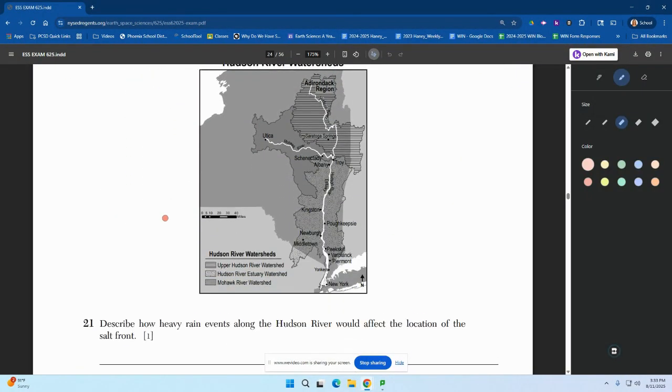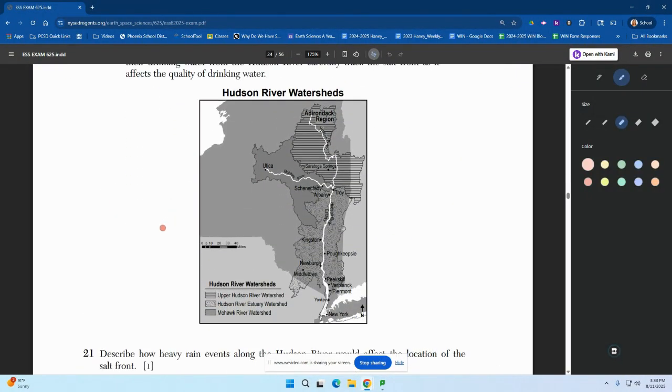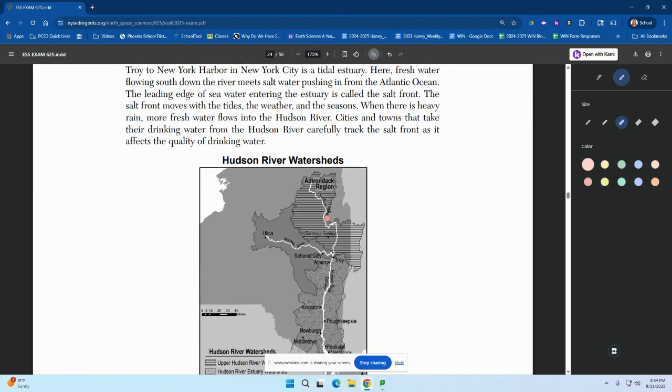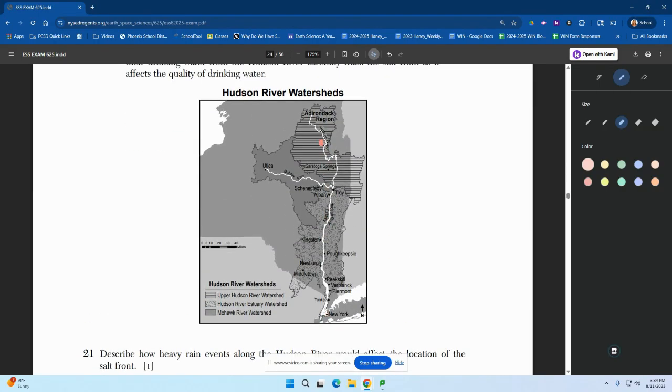And then we have a model. So I'm going to look at this model. I'm going to think about what they told me. So they told me that the Hudson River flows south from the Adirondacks to New York City. So I'm going to look, and there's my Adirondacks, and New York City, or New York, is down here. So I'm going to draw an arrow to remind myself that the Hudson River is flowing in this direction.